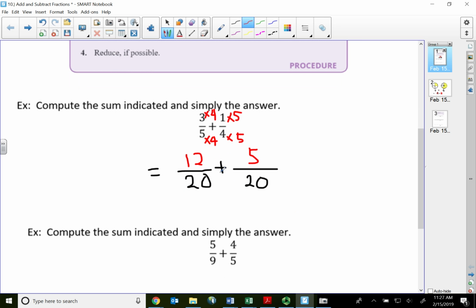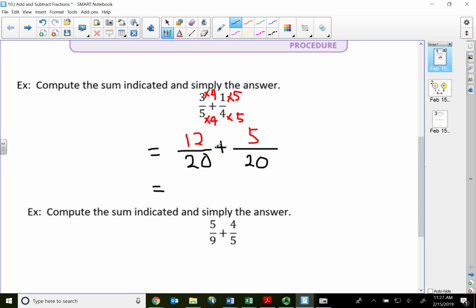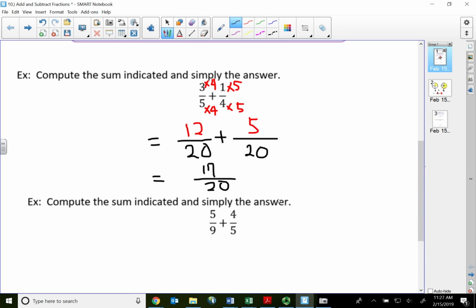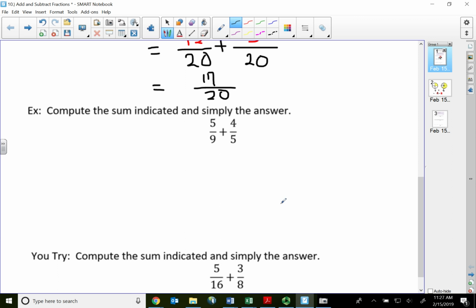I want to make sure I find the equivalent fractions with the same denominator before I can add them. When it comes to adding fractions, after we find the equivalent fractions, we only add the numerators. The denominator never changes. It stays as 20. I'll try another one. Adding fractions, the least common multiple between 9 and 5 will be 45.